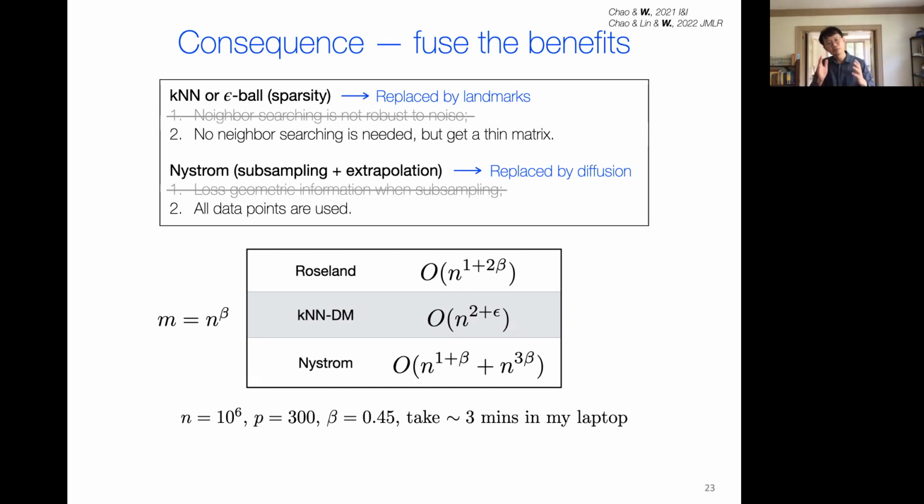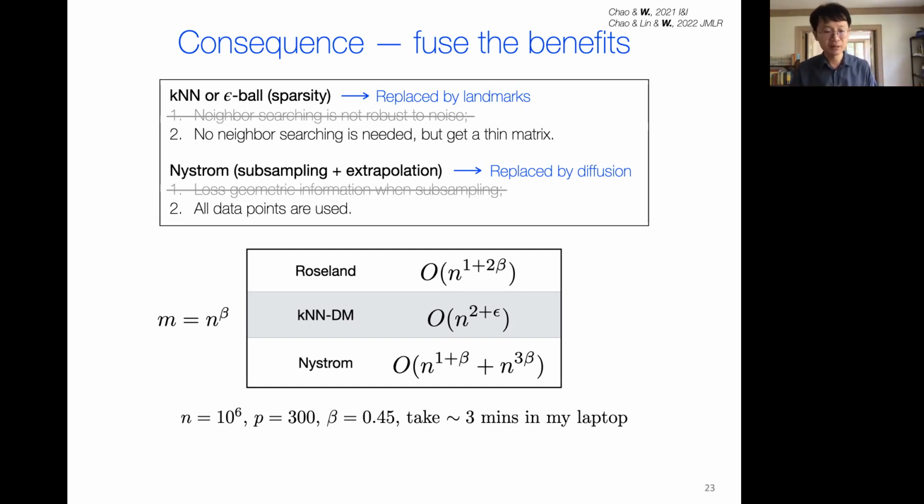Okay, and in particular, when beta is slightly less than 1/2, you start to see that Roseland benefits and starts to get faster and faster than KNN diffusion map. For example, in this small computer, if we have a median point, p-dimensional 300, and with beta 0.45, it only takes 3 minutes to finish on my laptop.